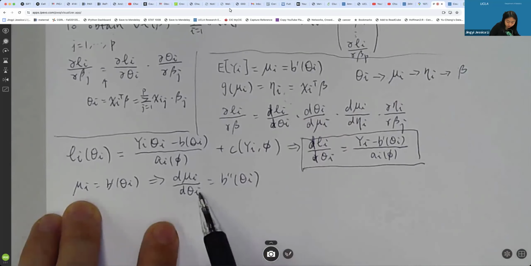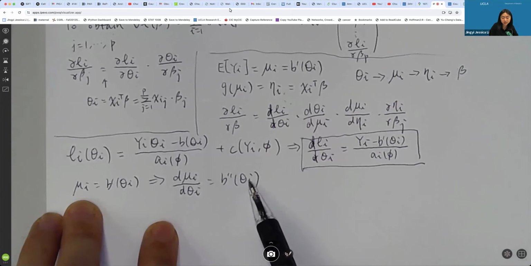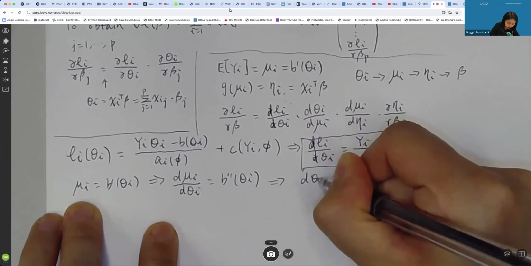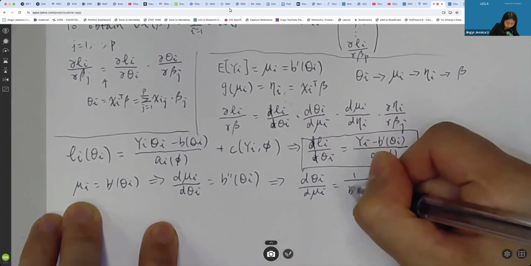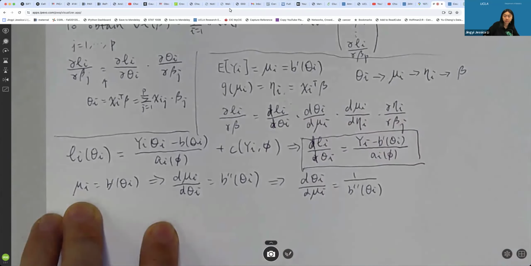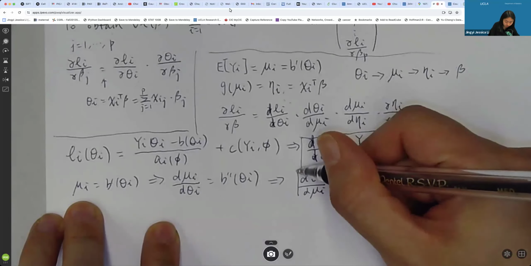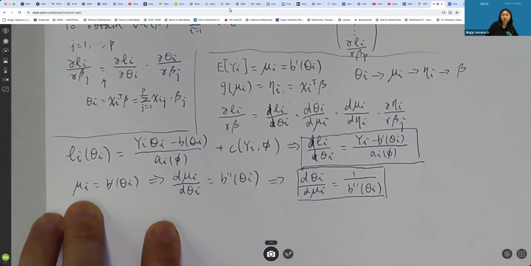Okay, and then what I need here, I can take the reverse of the two relationship because I want to keep everything in theta i, not mu i. So this will give me d theta i, d mu i is 1 over b double prime theta i. Note that I'm not writing this in terms of mu i, but in terms of theta i. So that's why I take this. So we keep this second term and we'll see how things can be canceled in the second term.